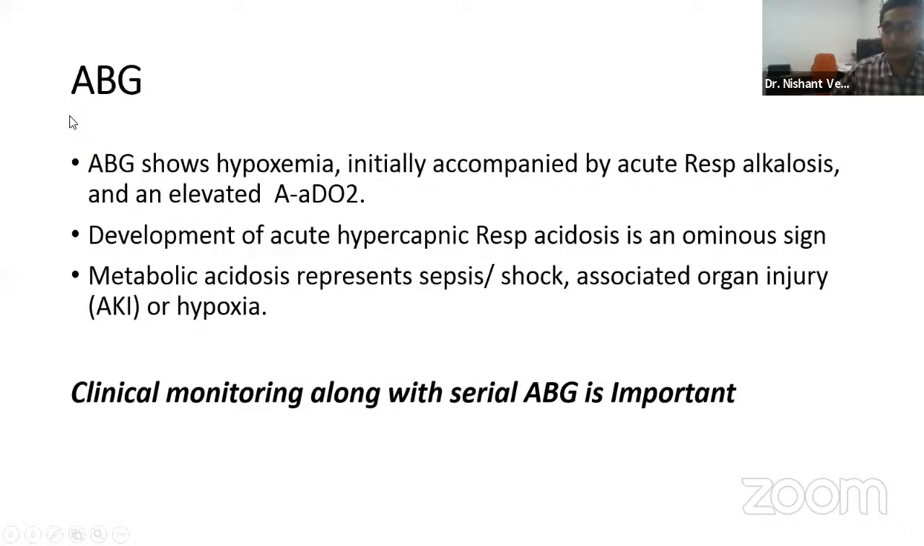Next investigation is arterial blood gas. Again, this has been taught already in detail on day 2. ABG in ARDS typically shows hypoxemia with elevated A-a DO2. Capital A stands for alveolar and this stands for arterial. So the alveolar oxygen content is high, but arterial oxygen content is low because the diffusion across the alveoli is not happening. So A-a DO2 would be high.